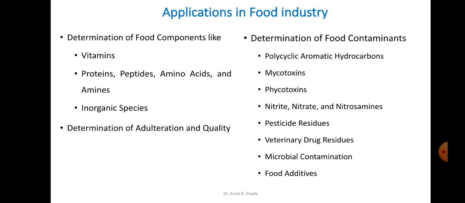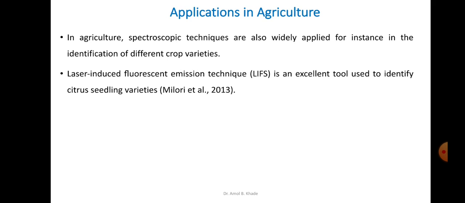Then we can also find out the amount of food contaminants like polycyclic aromatic hydrocarbons, mycotoxins, phycotoxins, nitrite, nitrate and nitrosamines, pesticide residues, veterinary drug residues, microbial contamination and the food additives. So all these contaminants which are very commonly present in the foodstuffs can be easily quantified with the fluorescence spectroscopy. And the non-fluorescent substances present in the pharmaceuticals or the foodstuffs can be chemically derivatized, and the derivatized form will be fluorescent and they will be quantified with the fluorescence spectroscopy.